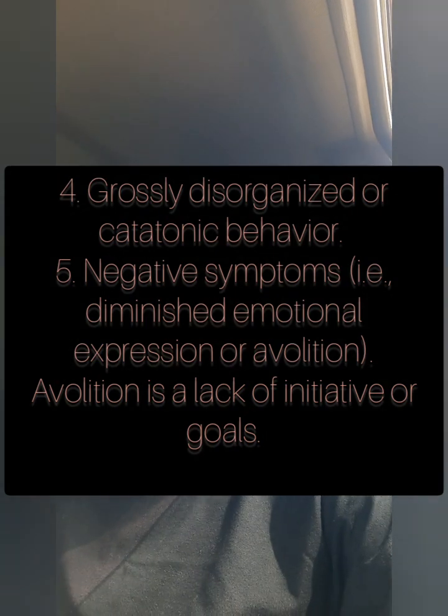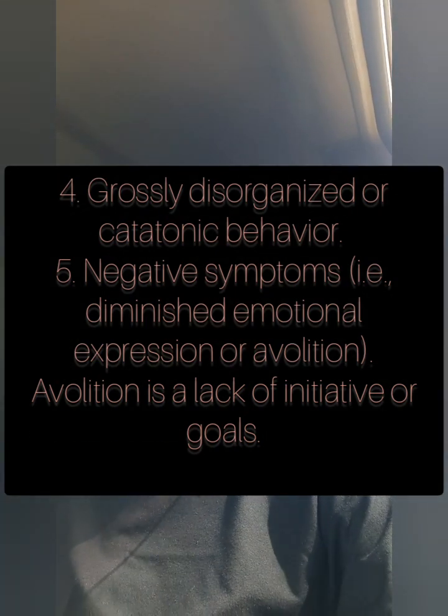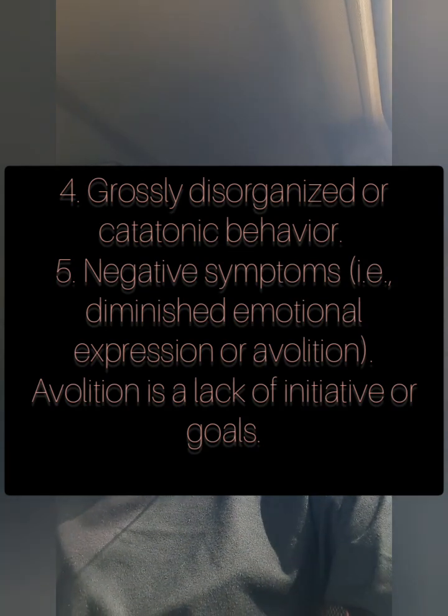So when you at least have one of these, then you can either have the grossly disorganized or catatonic behavior, negative symptoms, which is your diminished emotional expression, or your avolition. Avolition is a lack of initiative or goals. And I think you don't just need to say, oh, I just need delusions and then 4 and 5. I think you can even have delusions, hallucinations plus 4 and 5. It just says you need 2 or more of these 5, and at least one of those 2 or more has to be the first 3. Okay, so that's criterion A of schizophrenia, and it has to be concurrent with a major mood episode, and that's diagnostic criteria A of schizoaffective disorder.